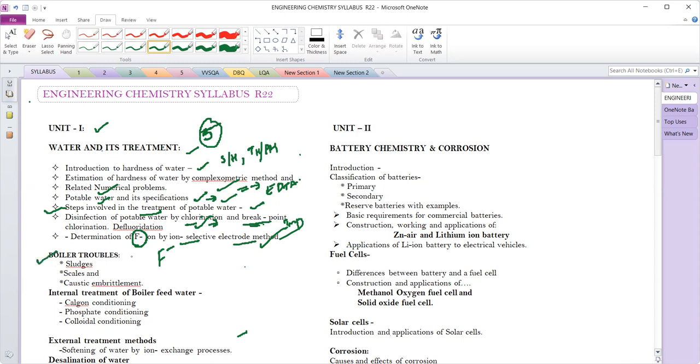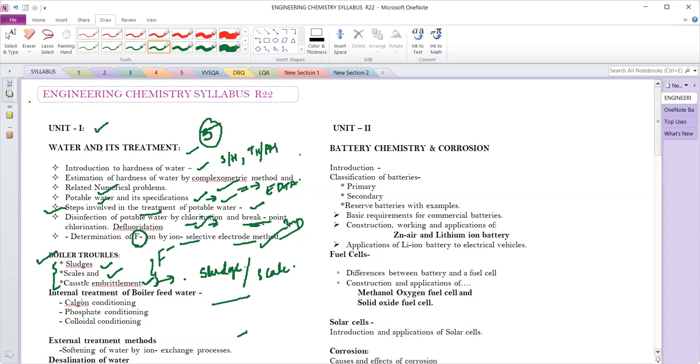Boiler troubles means what are the different troubles related to the boiler. That means if hard water is used during the production of steam in the boilers, what kind of problems arise? That is going to be understood in this particular topic. Actually there are some other issues also, but here only scales, sludges and caustic embrittlement are given. Here also there is a difference between question, that is the difference between sludge and scales, right? The difference between scale and sludge is also important.